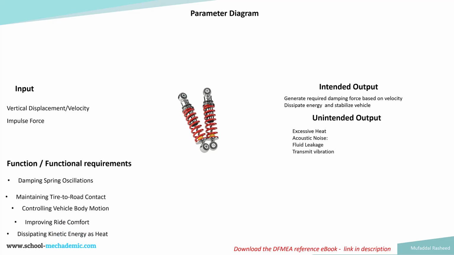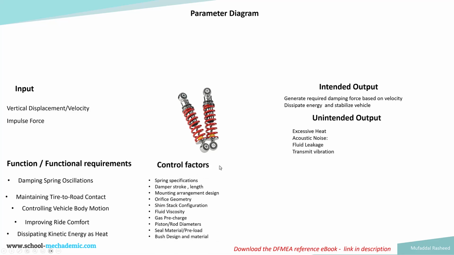Now, as we have seen earlier, what are the functions, what are the functional requirements? These are the primary and secondary functions: damping spring oscillations, maintaining tire to road contact, controlling vehicle body motion, improving the ride comfort and dissipating the kinetic energy as heat. These are the main functions of the shock absorber. Now, in terms of design, in terms of the technical design of the shock absorber, what are the control factors? What are the factors which we control to change the output of the shock absorber by design? These are the factors. Spring specifications, of course, that is a major specification. The spring specification: the height, the coil diameter, the number of turns.